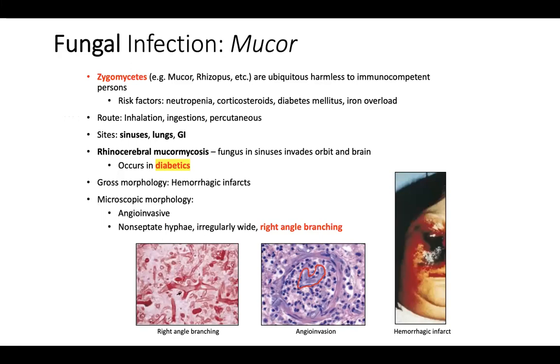Mucor, or Rhizopus, mucormycosis occurs in diabetics. So it has that like terrible black looking face. It's hard to treat and it has right angle. So that's how we differentiate it from aspergillus. So right angle.